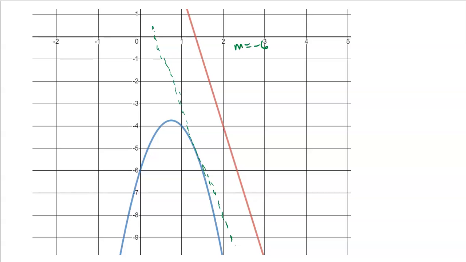So the actual point I'm looking for is at an x value of 3 halves. 3 halves is 1.5. So that's going to be right here. And of course, I didn't do a great job of drawing that. But again, it was just a rough drawing.